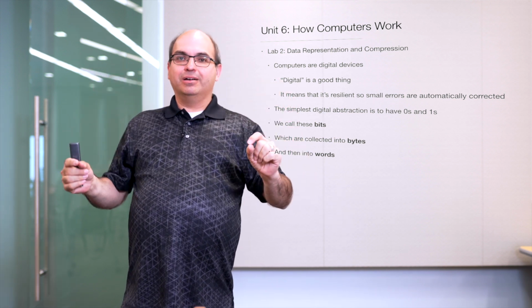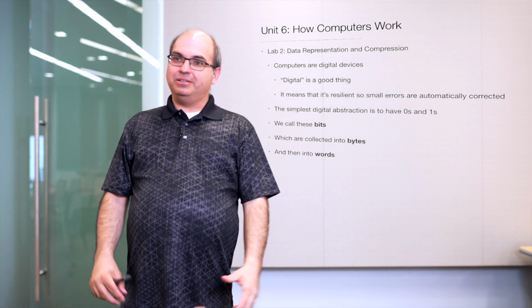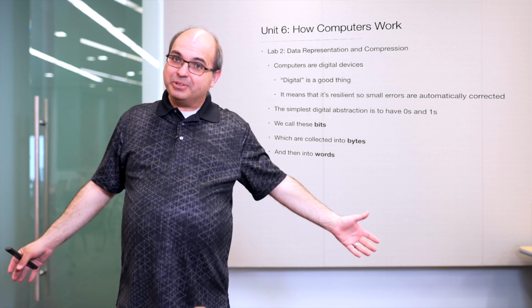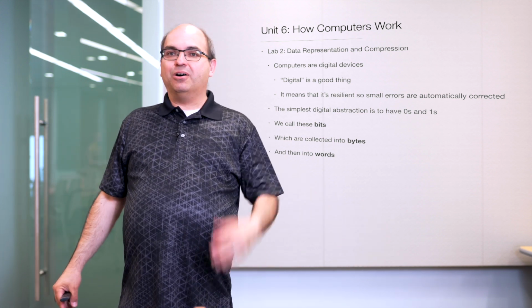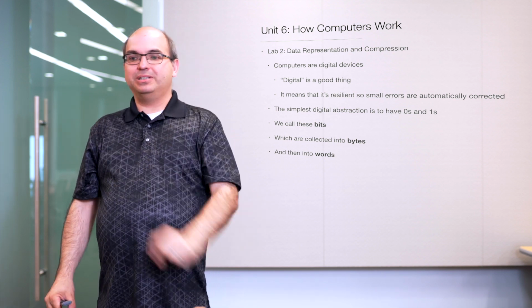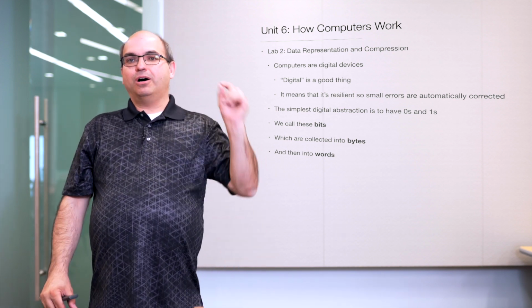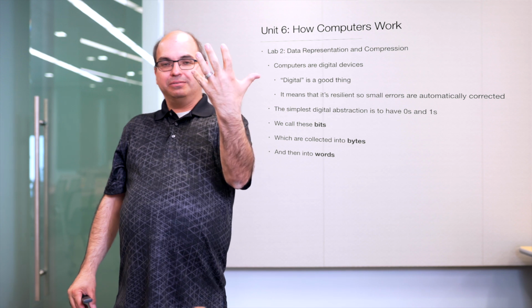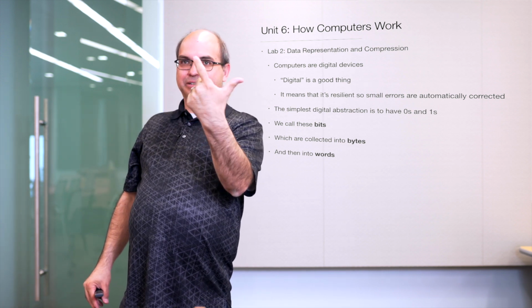Because in analog, if I tell you that it's 0.7, you just have to take my word for it. It must be 0.7, okay? You can't say, oh, you meant 0. No, you could have meant 0.7. That's why digital is good, okay? So the easiest digital abstraction, we don't have 5 digits. We got 2 digits. It's either 0 or 1, right?